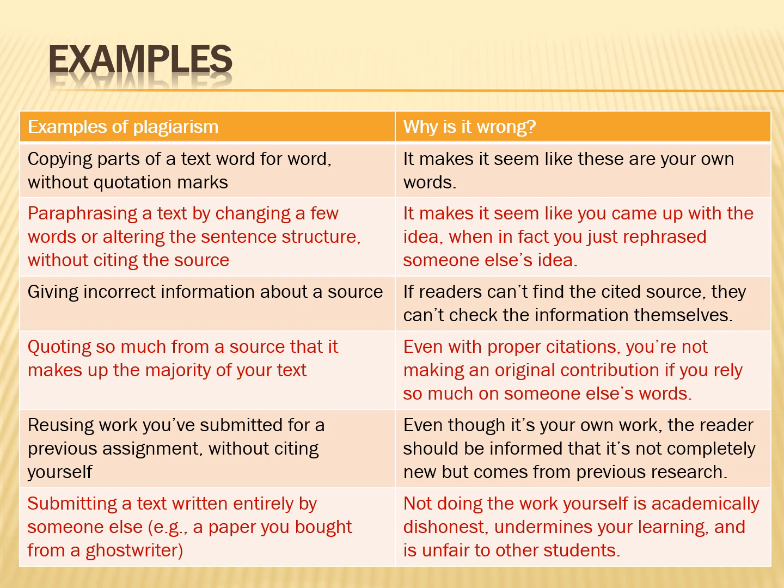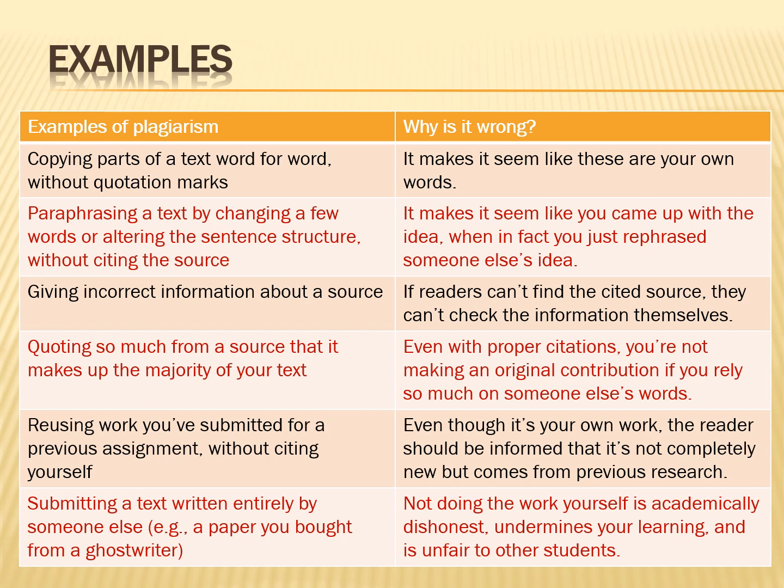And why is it wrong? It makes it seem like these are your own words. You are not citing the name of that person. Paraphrasing a text by changing a few words, altering the sentence structure, by making the sentence direct, indirect, or passive, and without citing the source. And it makes it seem like you came up with the idea when in fact you just rephrased someone else's idea. So this is not allowed in the academic world.